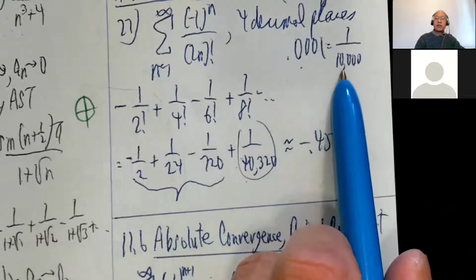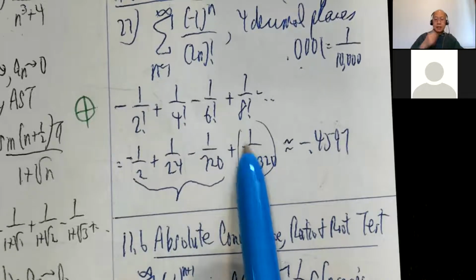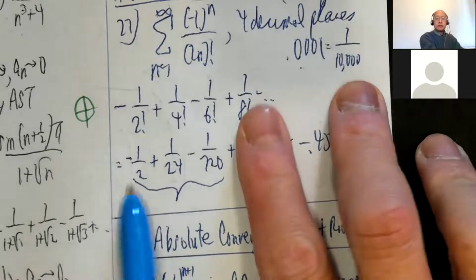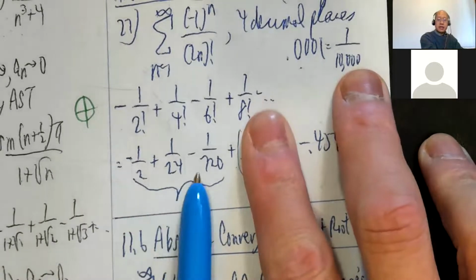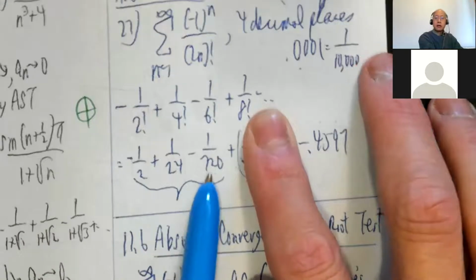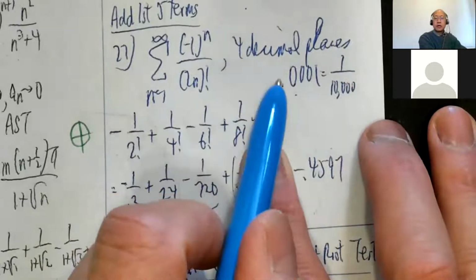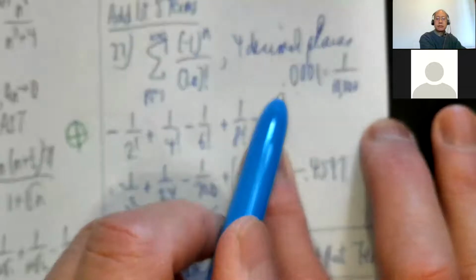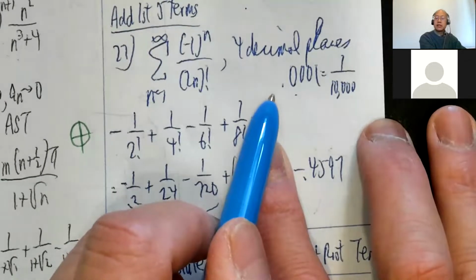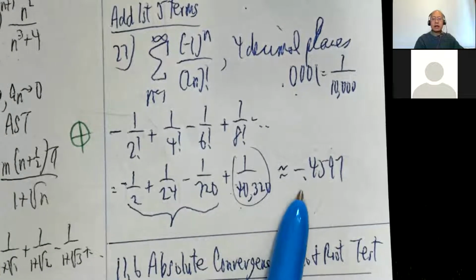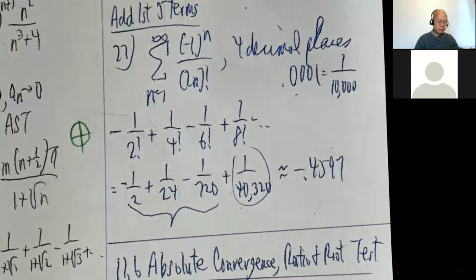This is not 1 in 10,000, but this is less than 1 in 10,000. So I'm going to add up 3 terms. You say, well, you're cheating. You're supposed to add up infinitely many terms. You're only adding up 3. Correct. The error is no more than 0.0001. That's what the alternating series estimation theorem says. Quite powerful, right? So you don't have to add up infinitely many terms, which you normally can't do. So just do these 3 in your calculator, negative 0.4597, and that's my answer.